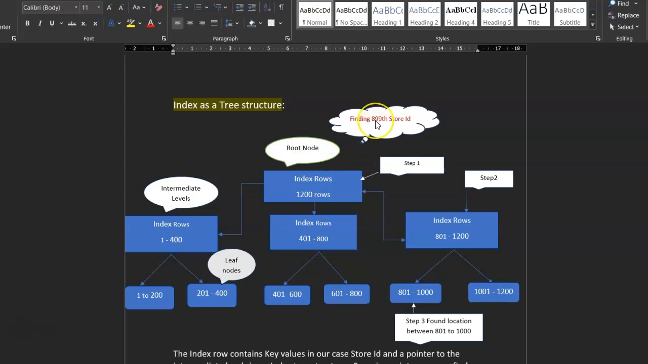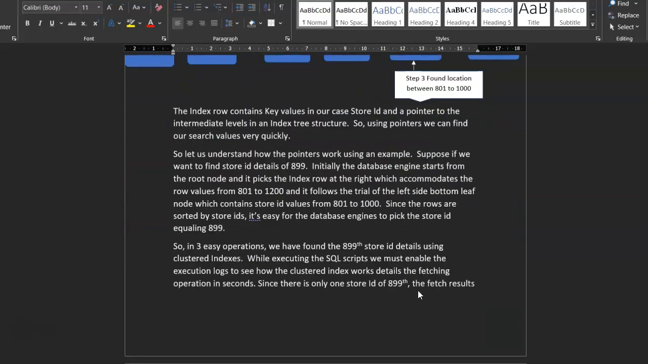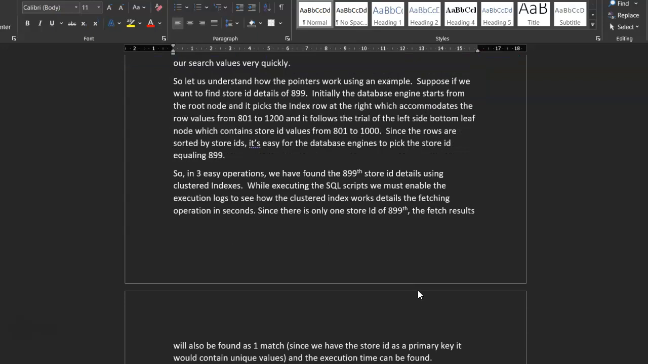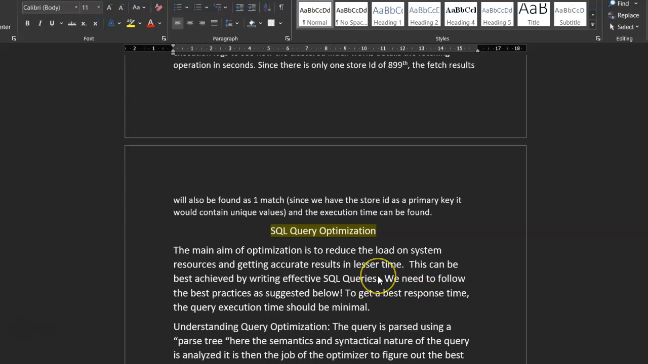For example, if we are looking for the 900th store ID, then it goes to the root node followed by the intermediate levels, and then it comes to the final leaf node. So in three easy steps, we can find out the data value instead of reading the entire data rows. So the advantage of indexing is enormous.